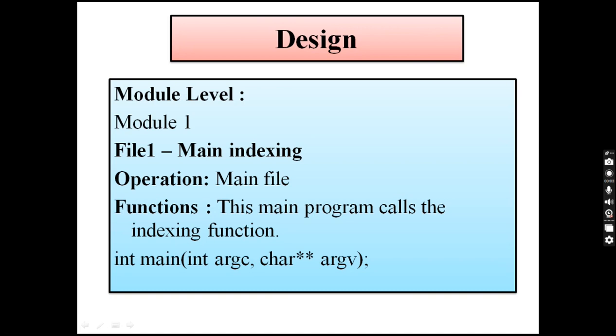Now we will see the design. So first we will have module 1. In module 1 we are performing main indexing, that is we are going to perform the operation in the main file. So the function here is this main program calls the indexing function. It reads a text file for the input files, and as an output it creates an index file in the same directory. For updating the database also, this program can be called anytime. So the function used here is int main(int argc, char **argv). So this is file 1, main indexing.